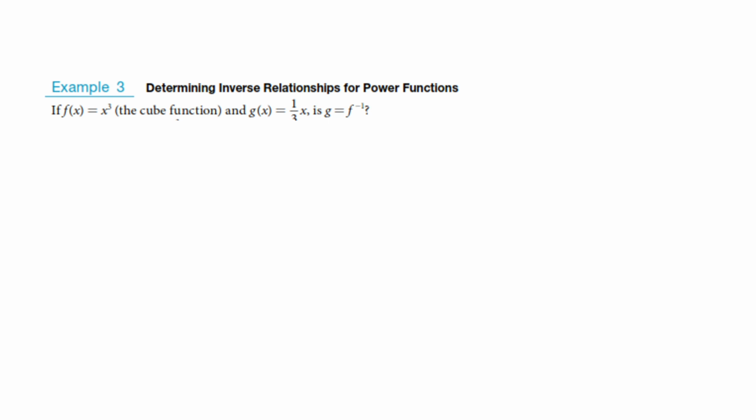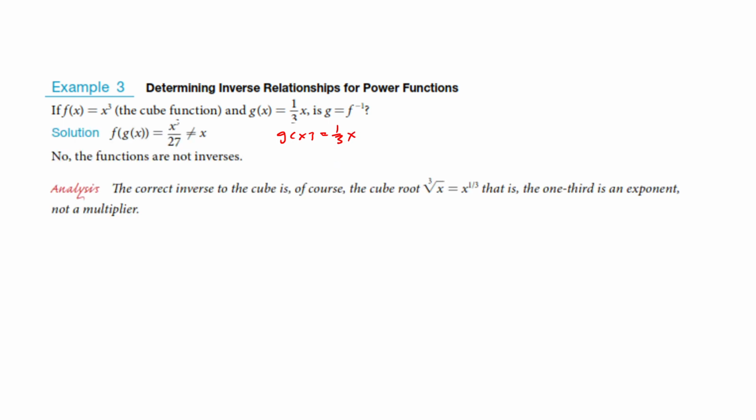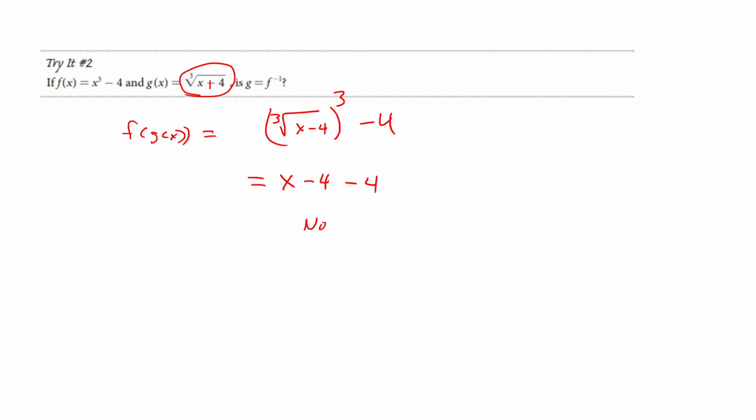Okay, what do we got here? That's supposed to be a 1/3. Okay, same thing. This is supposed to be 1/3 x. Now, we're just checking to see if they're inverses of each other. Let's see if we can just look at their work. Yeah, that's not the way I would do it.